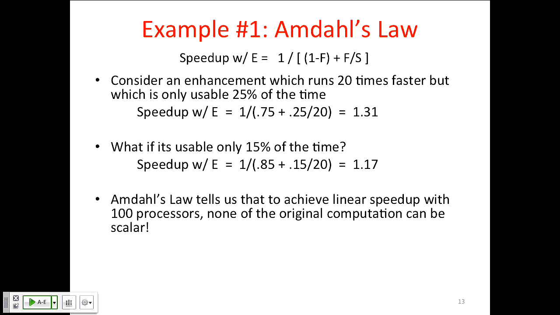If you have 100 processors and you want a 100x speedup, that basically means there could be no code that is not parallel, right? All your code has to be parallel if you want to get a 100-way speedup on 100 processors, right?